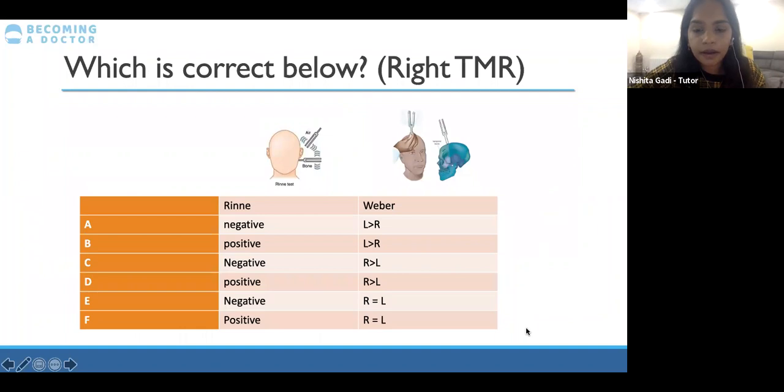Okay, so I'll answer that question about tinnitus in a minute, but let's do this question. I think this is the last question. Now this is in the right tympanic membrane rupture. So what do you think is correct? I'll give you a couple of minutes to answer, or a couple of seconds.